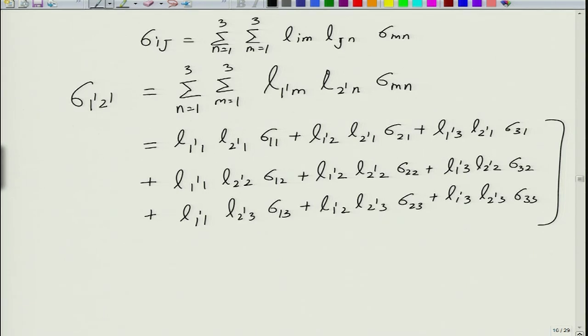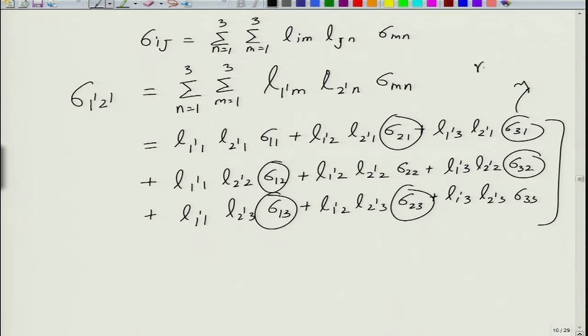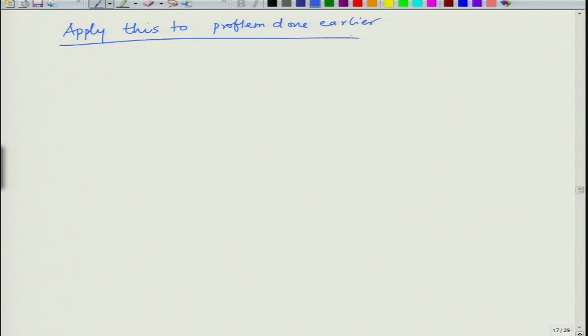Of course, since these are all shear stresses, they can be replaced by tau's. So this is how you write the stress tensor for the various stresses. Now, if we apply this to the problem done earlier, we draw the same box.